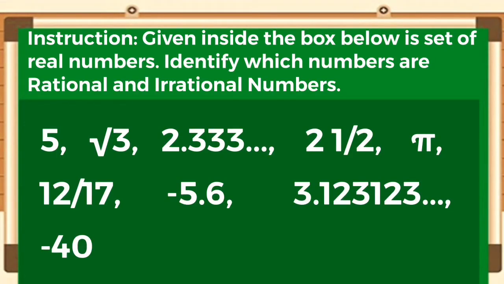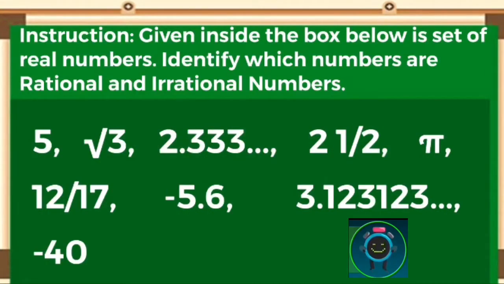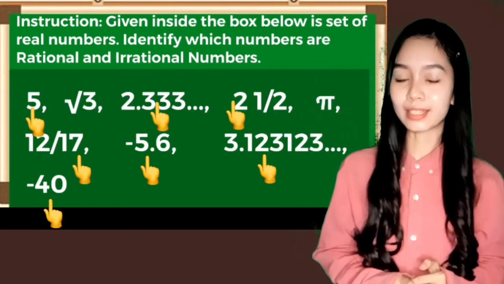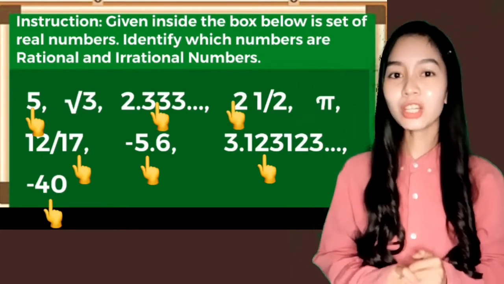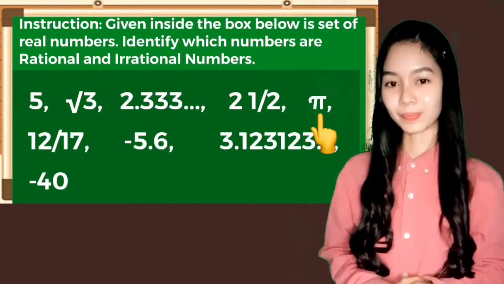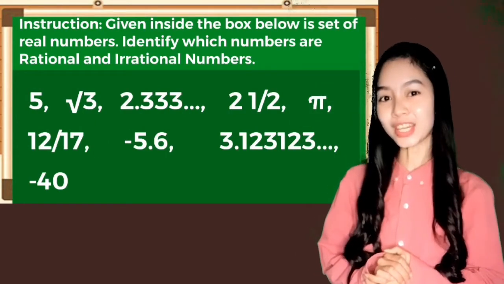Given inside the box below is a set of real numbers. Identify which numbers are rational and irrational. Timer! Time's up! These are the rational numbers, while the irrational numbers are square root of 3 and 5. Good job for accomplishing the task!